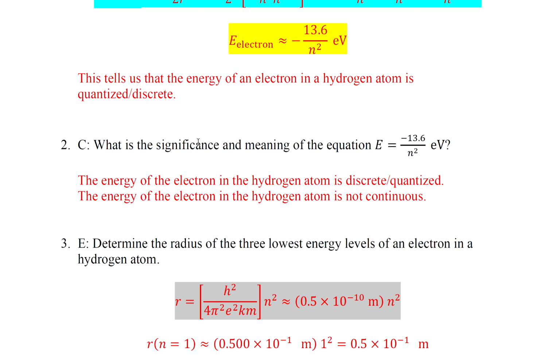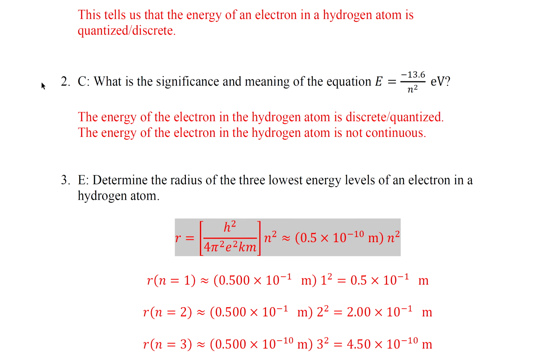Question 2, what's the significance of this equation? Because we have the n squared, it shows us that the energy of the electron in the hydrogen atom is discrete or quantized. It's not continuous.